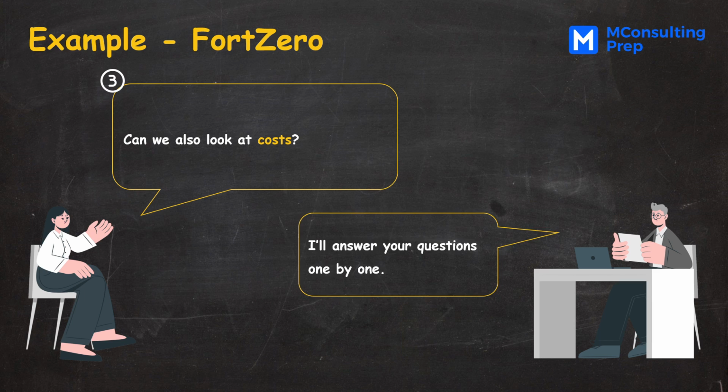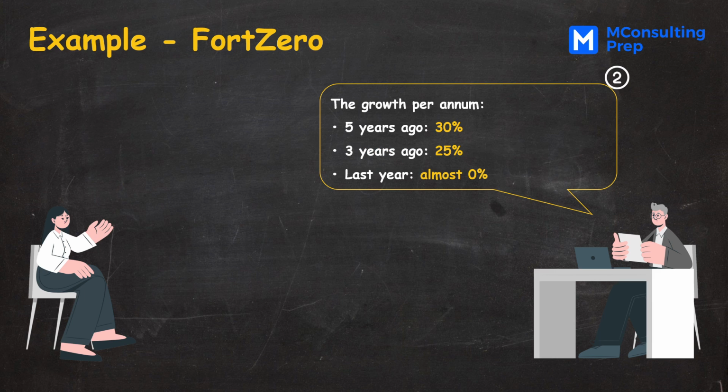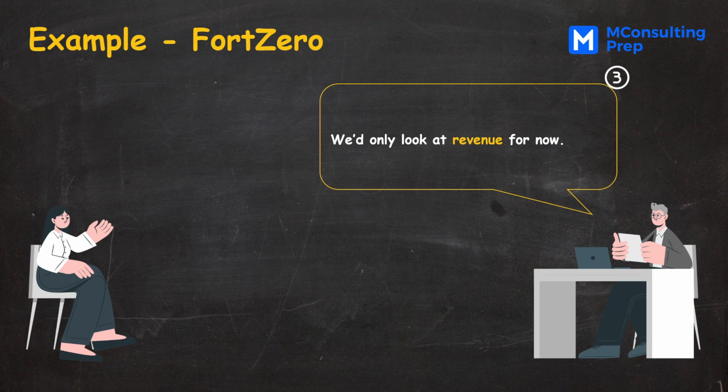For the first question, all your assumptions are correct. Also, they have only 2 sources of revenue from YouTube, from referring customers to their website, where hopefully they will buy F0 gear, and from YouTube monetization. No affiliate partnerships. For the second question, I'd give you a table later, but since you asked, let's just say growth was 30% per annum 5 years ago. It slowed down to 25% 3 years ago, but last year it dropped to almost 0. For the last question, we'd only look at revenue for now.